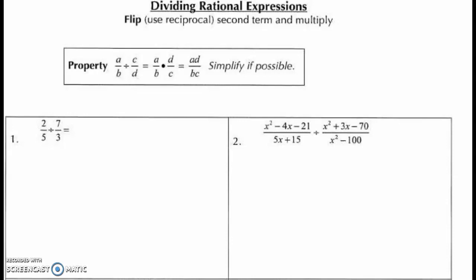Hi everybody, today we're going to be playing around with dividing rational expressions. And that just means dividing where fractions are present, okay? Remember back when we were playing around with fractions earlier in the year, we would say something to ourselves called keep, flip, change.